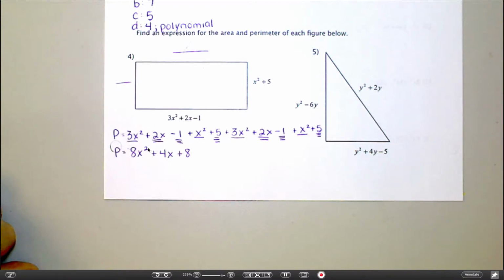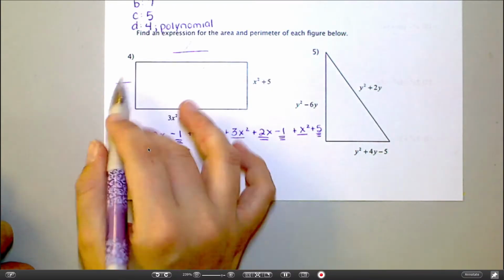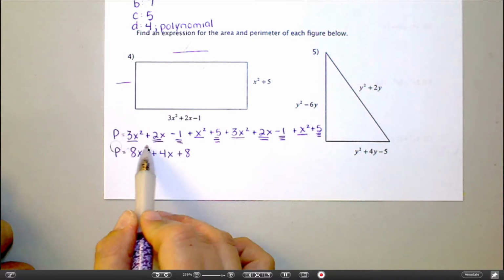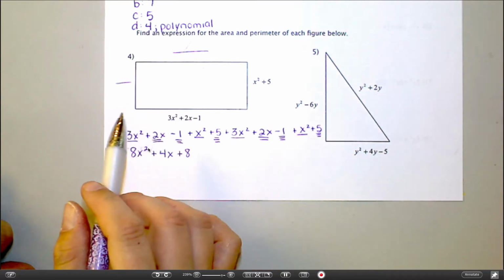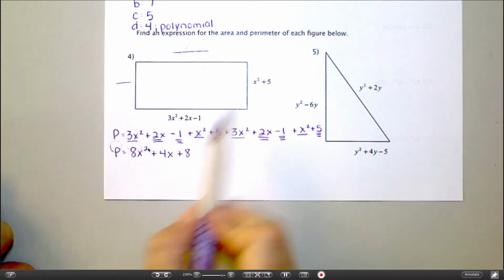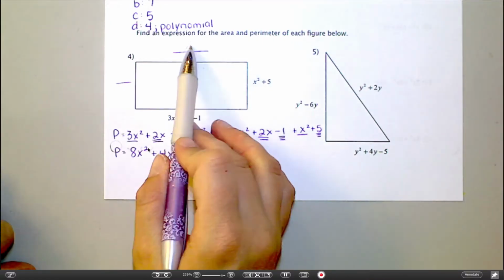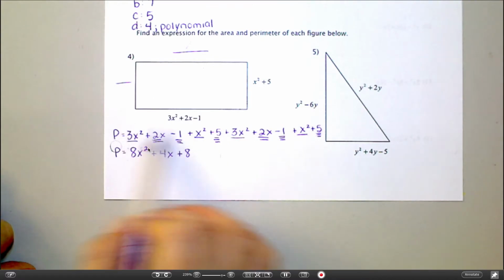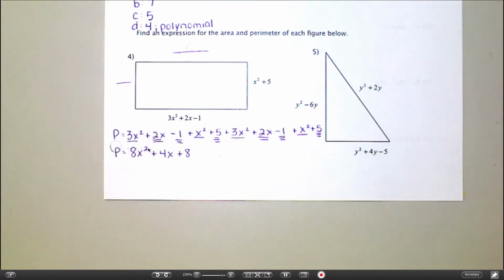When you are adding polynomials together, your total degree does not get bigger. This is a good way for you to check to make sure you didn't combine something that you weren't supposed to. See how the biggest these had were x squareds? That means the biggest I should have in my perimeter is an x squared. Because you're just adding, so your degree can't change.